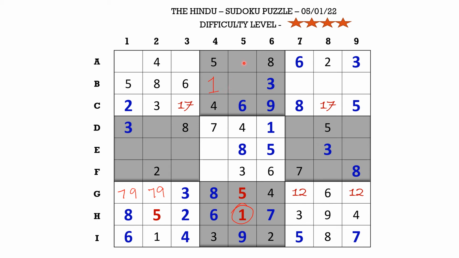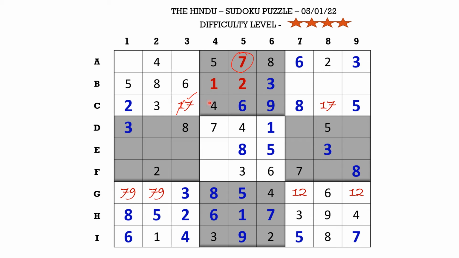Now the missing numbers are 2 and 7. There is a 2 here. So B5 takes 2 and A5 takes 7. In row A, there is a 7 here, which blocks these 2 cells. So in this first block, this is the only empty cell, and this will take 7.